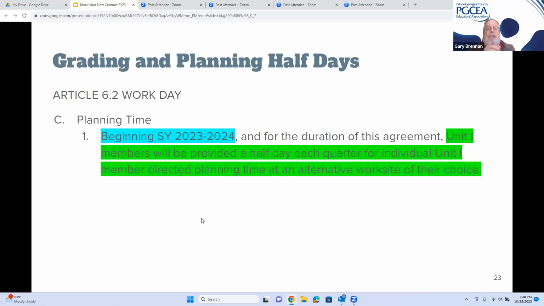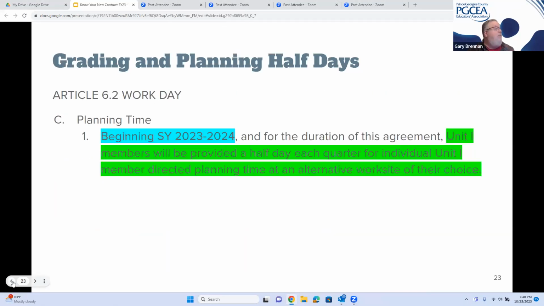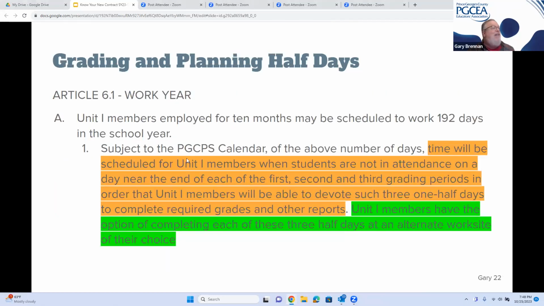And so they are now combined with your grading days. And you now have a full day of work from home. One half of that day is the grading day. The other half is the individual planning time. So the related language, oops, I think I skipped something. The related language has to do with what's in 6.1 work year, the grading day, half day.